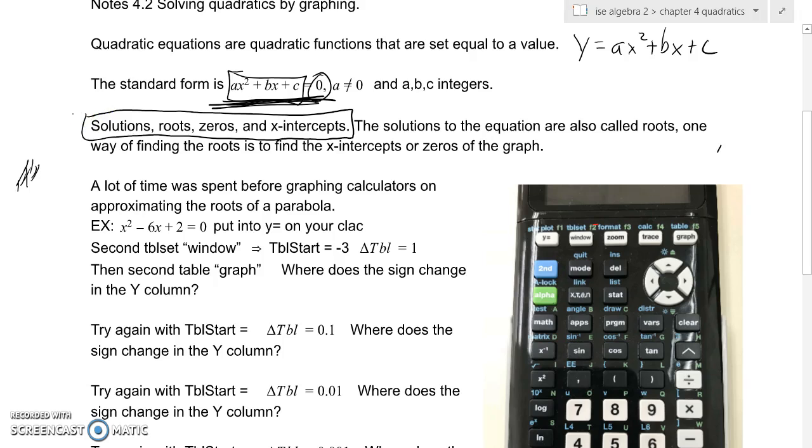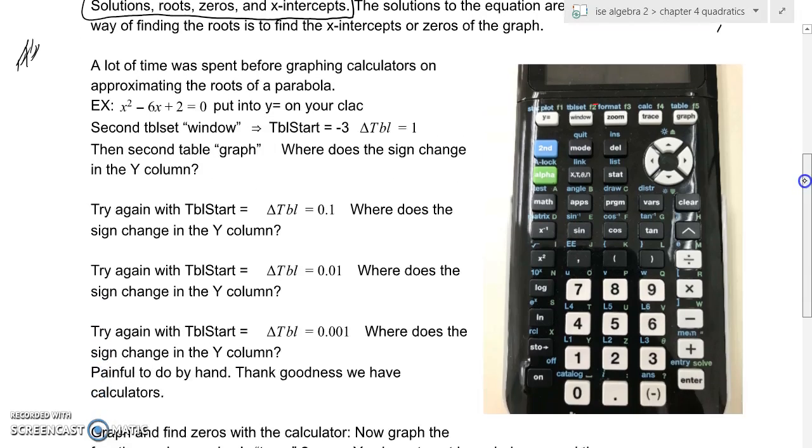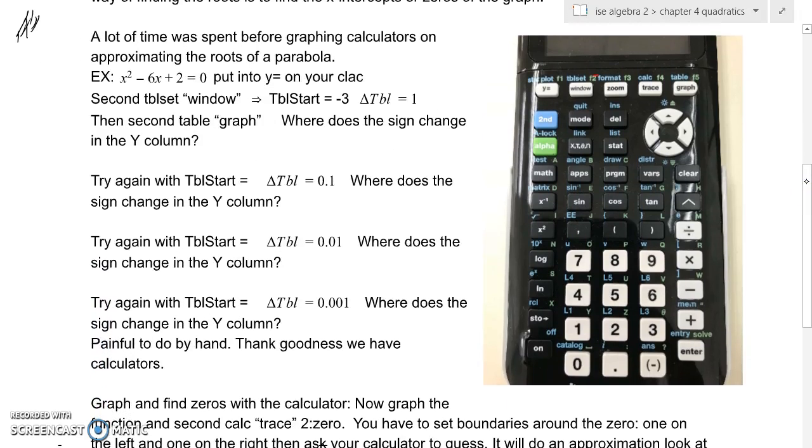A lot of time was spent before we had graphing calculators on approximating the roots of the parabola. How do we figure out where these roots of a parabola are? So we're going to go over on our calculator how to do this so that we don't have to painfully figure out by plugging each number in what the y values would be. So we're going to create some tables.